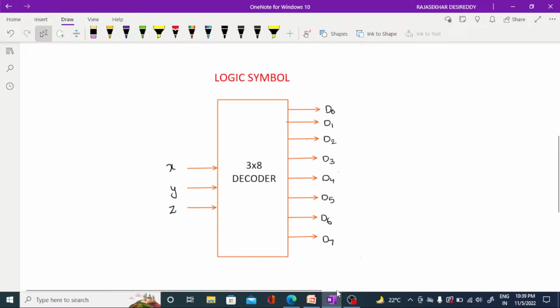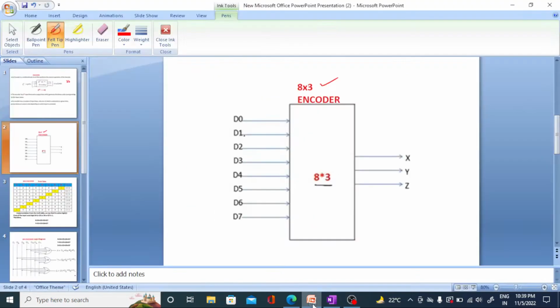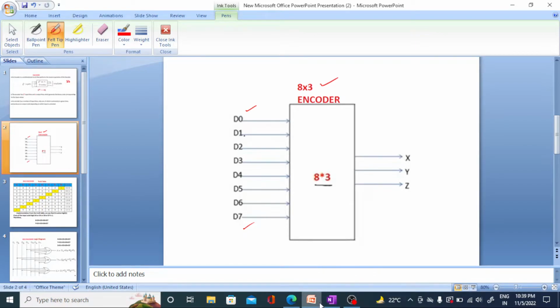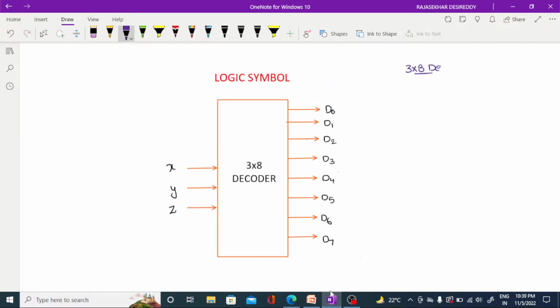Now we are going to consider one example, that is the 3 to 8 decoder. Here I am considering the inputs are XYZ and outputs are D0 to D7. In our encoder topic, what inputs were we considering? D0 to D7. Outputs are nothing but XYZ. So please compare like that, then you can easily understand the operation and remember it. This is the encoder and completely opposite to that one. So this is the decoder.